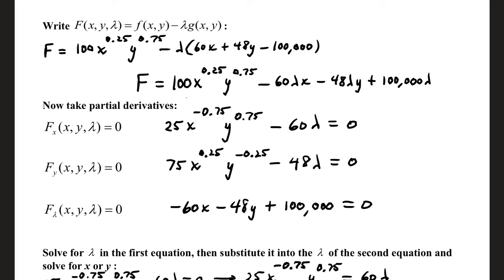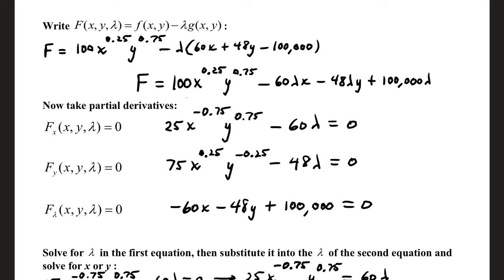100 times 0.75 is 75. Take 1 off the power, that leaves a negative 0.25. The x part of it stays the same. Second term has no y. Third term does. Its derivative is negative 48 lambda. Fourth term has no y, so its derivative is 0. This second line is the derivative with respect to y set equal to 0.